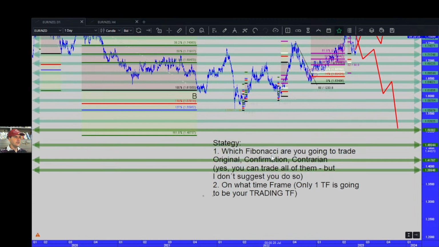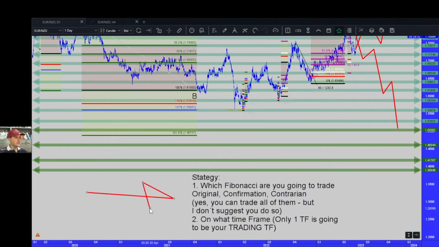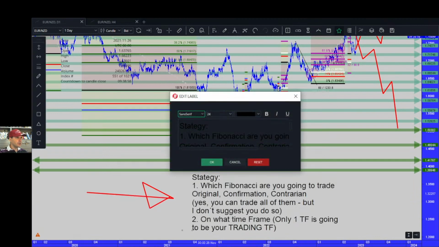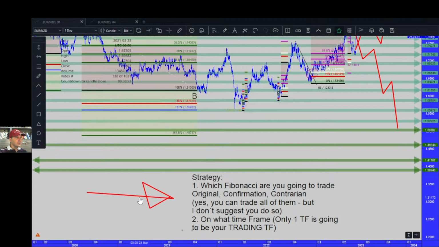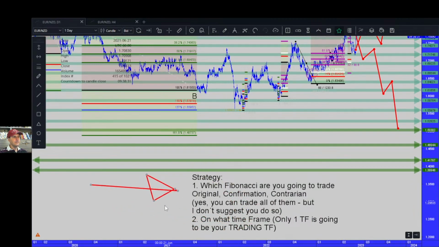Alright, everybody? Until tomorrow, strategy. Which Fibonacci are you going to trade? Original, confirmation, or Contrarian? Alright? And yes, you can trade all of them, but I don't suggest you do so. Okay? And number 2, on what time frame? Only one time frame is going to be your trading time frame.